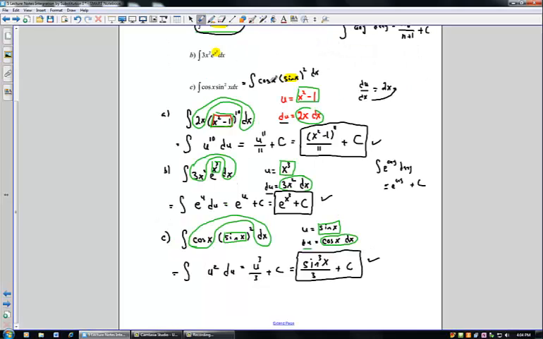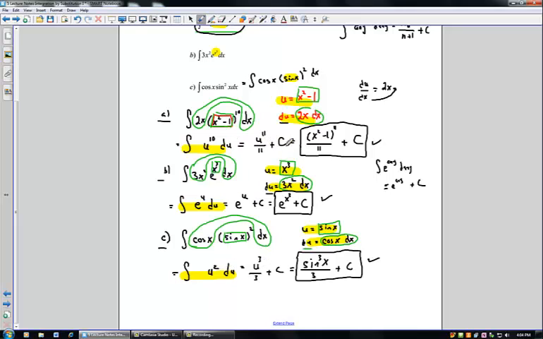and I want you to notice how every problem really looks exactly the same. It's set up the same way. So I want you guys to see that these are set up very similar. I have my u, my du, my u, my du, my u, my du. I make my substitution. I make my substitution. I make my substitution. Then I can simplify if I need to, and then I integrate.